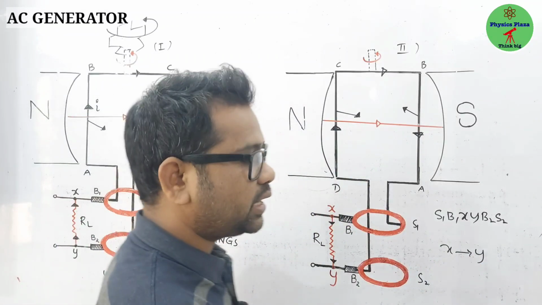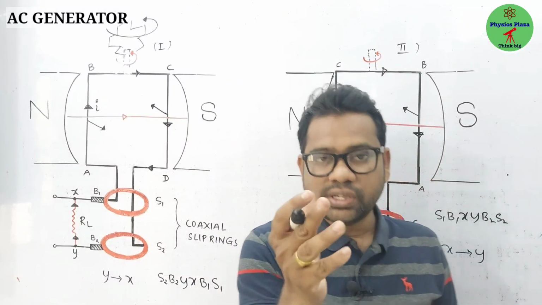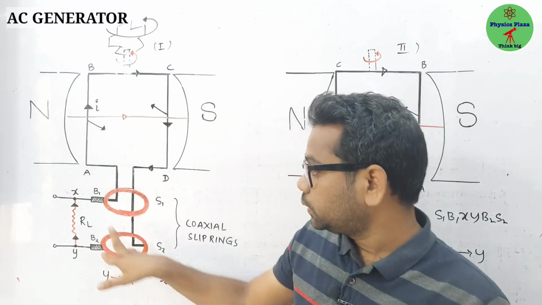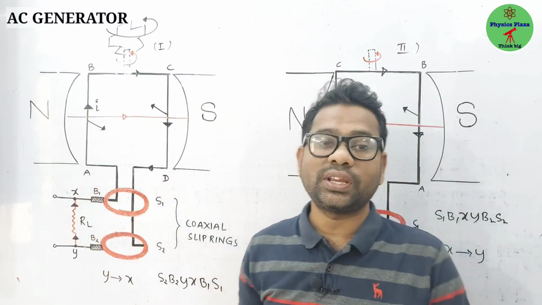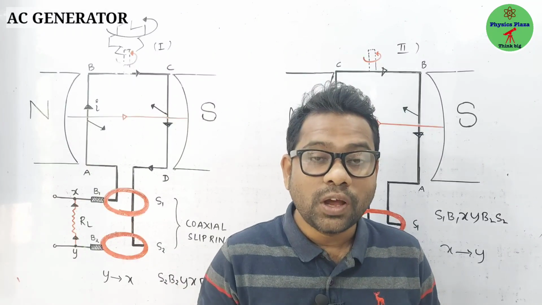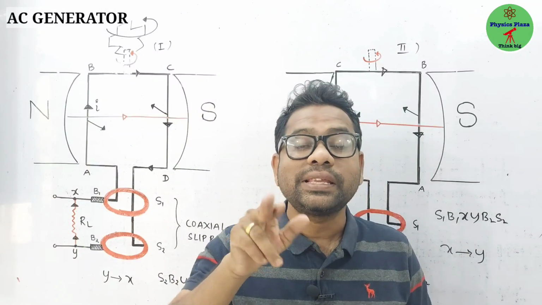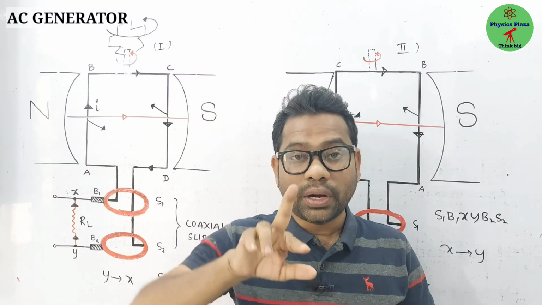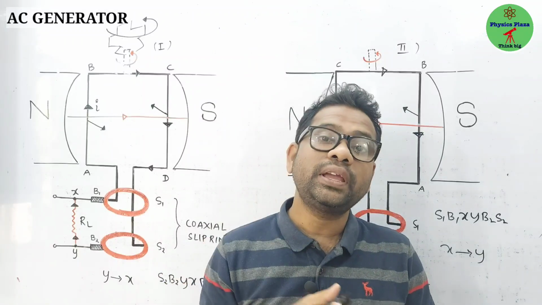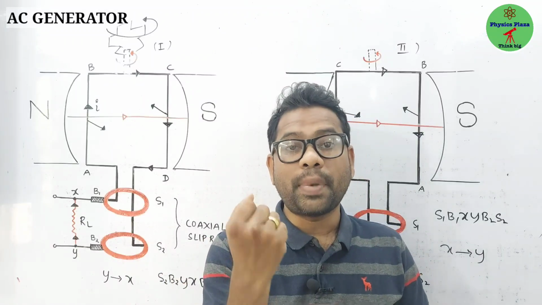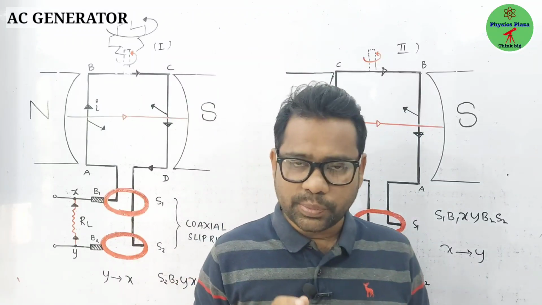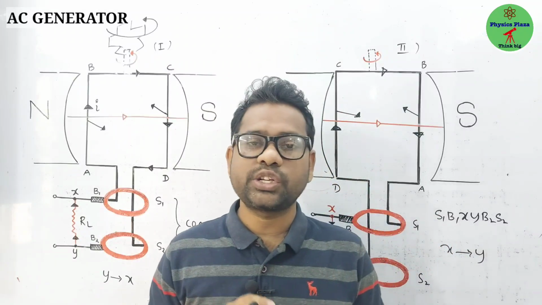For every one cycle, for every 360 degrees, what is happening? The polarity will be changing. That's what we call alternating current, AC current. The direction of current will be changed. Even the magnet also. Children, what is the difference between AC current and DC current?